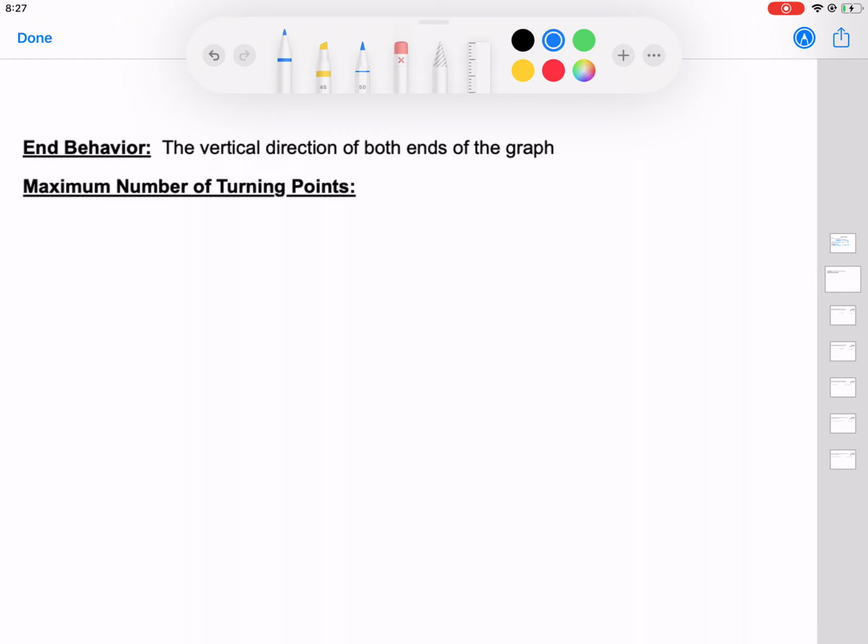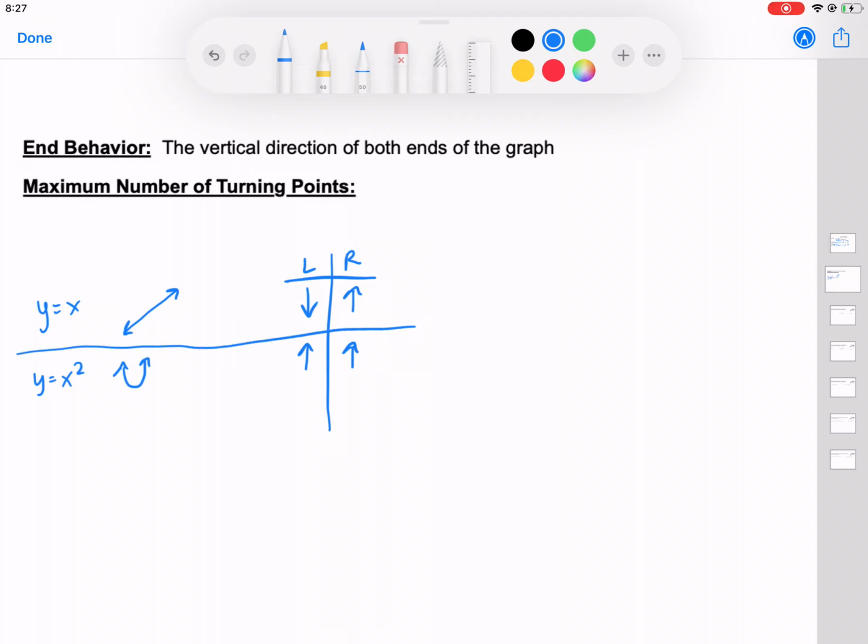So when we talk about polynomials, we all know what y equals x looks like. That's just a straight line that looks like this. You'll notice the left arrow is going to be going down, while the right arrow is going to go up in this graph. But then if we go to y equals x squared, you guys know that's a quadratic, looks like this. Well, in this case, both the left and the right arrow would be going up.